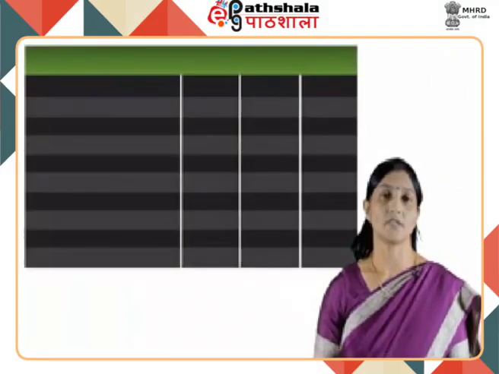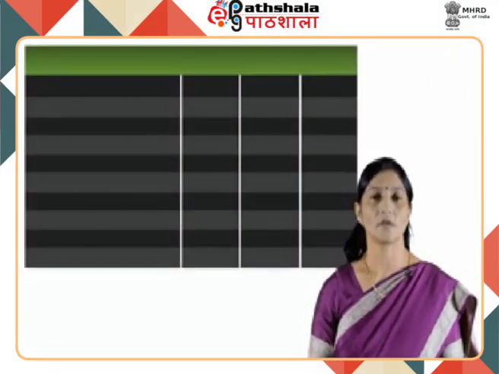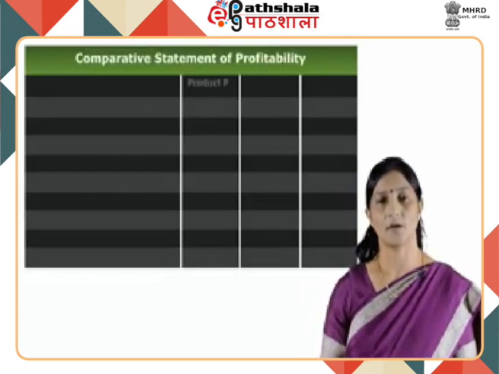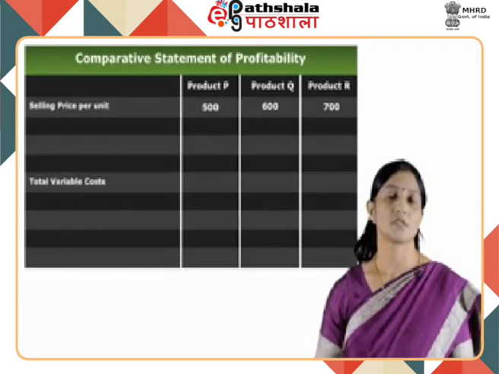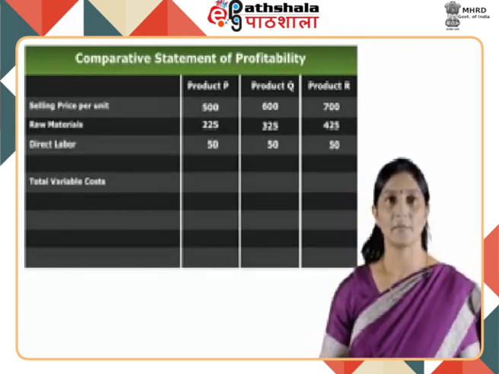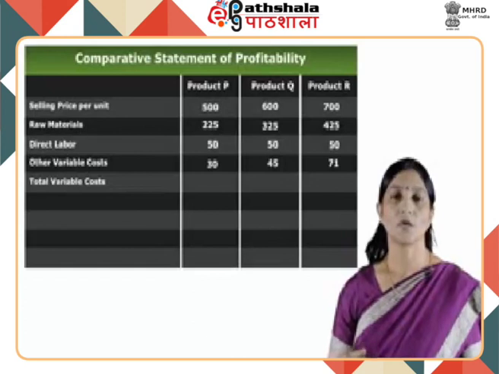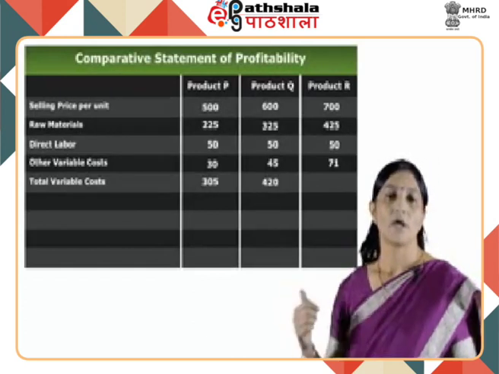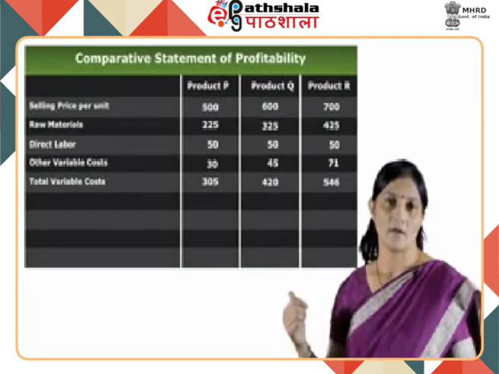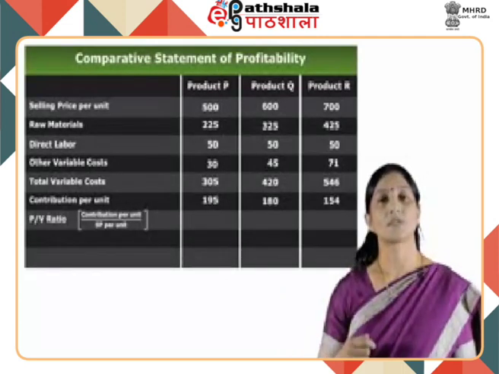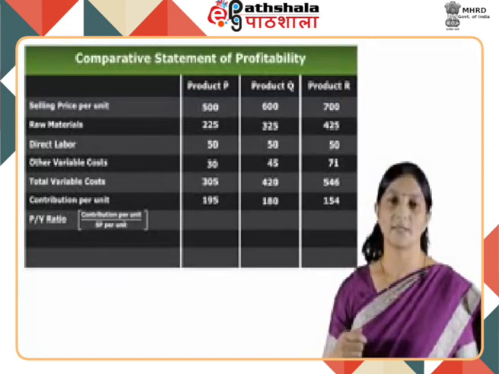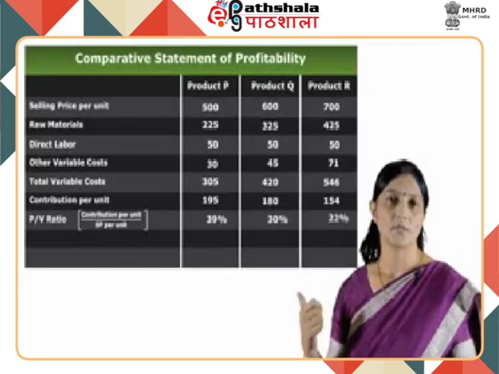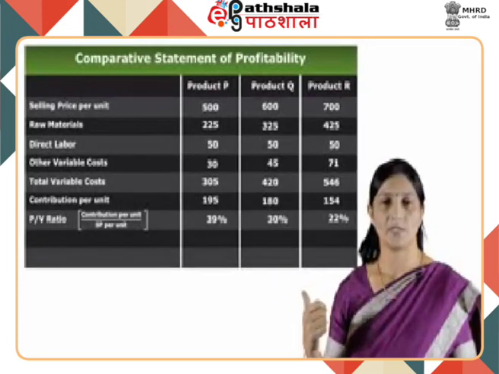Now, in order to take a decision regarding priorities of the product, we first need to prepare a comparative statement of profitability for each product. The total variable cost, which is the sum total of direct material, direct labor and other variable cost, comes out to be Rs 305 for product P, Rs 420 for product Q and Rs 546 for product R. And the PV ratio, which is computed as contribution divided by selling price, comes out to be 39%, 30% and 22% for product P, Q and R respectively.